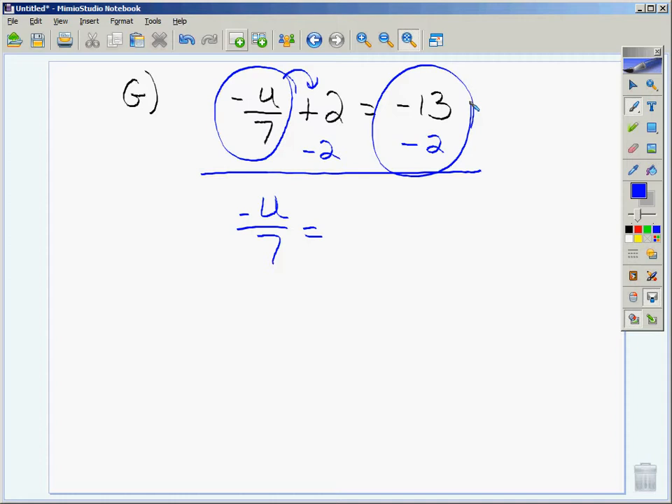A negative 13 and a negative 2 is what? Negative 15. These have the same signs. They're both negative. I keep their sign and I add the two numbers.